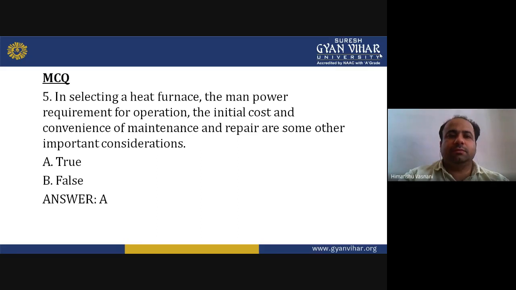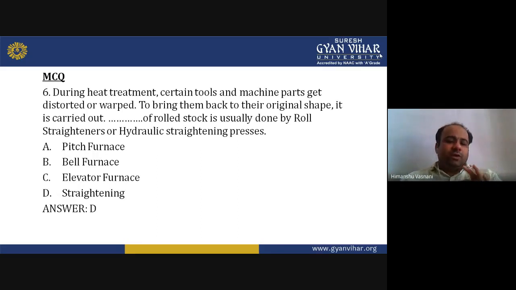Now next question. During heat treatment, certain tools and machine parts get distorted or warped. To bring them back to the original shape, this is carried out. Dash of roll stock is usually done by roll straighteners or hydraulic straighteners. It is kind of a straightening process. Okay, if something gets distorted, you can bring it back to its original shape with the help of a straightening process.